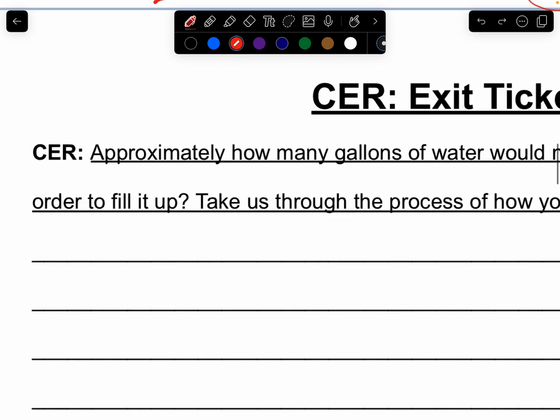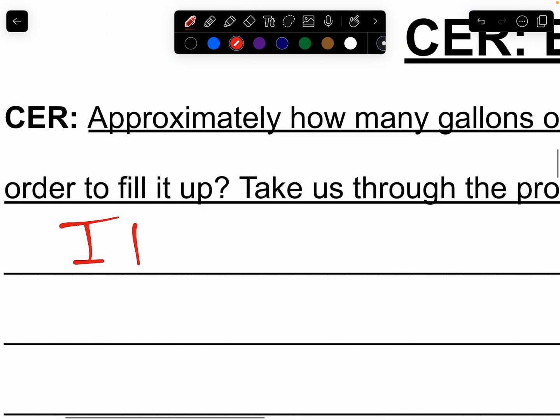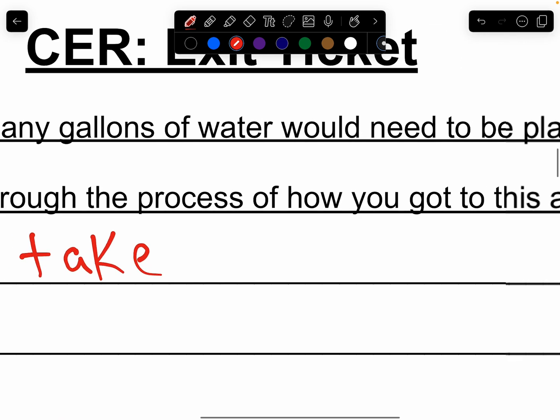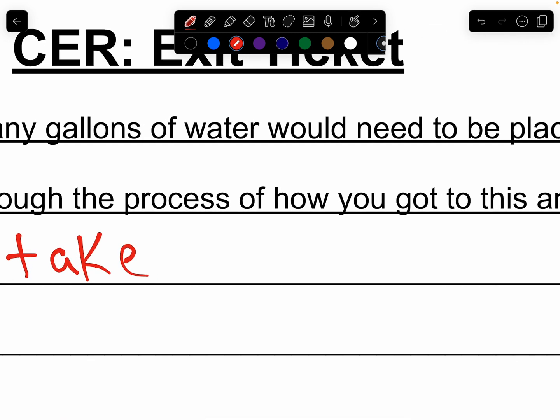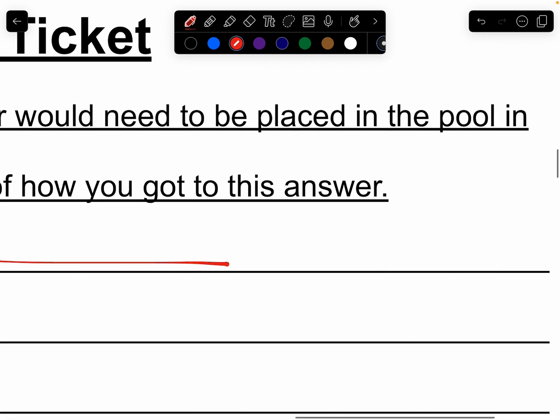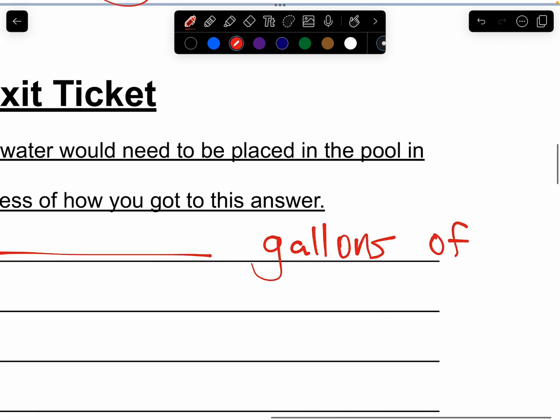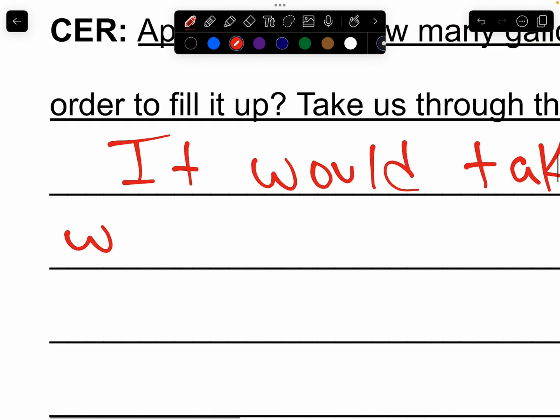Let's answer the question first. It would take, and if at any point this is going too fast, pause so you can catch up to the writing, it would take whatever number you got, gallons of water to fill up the pool.